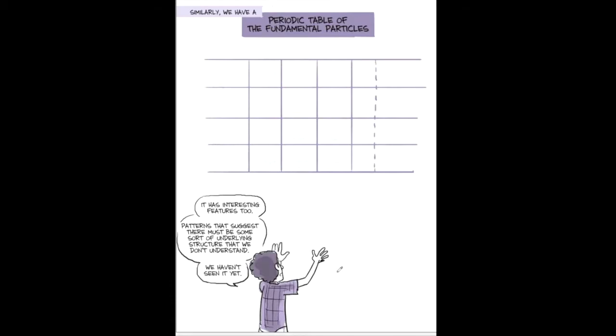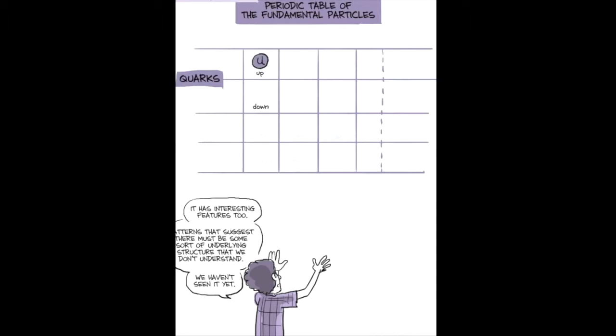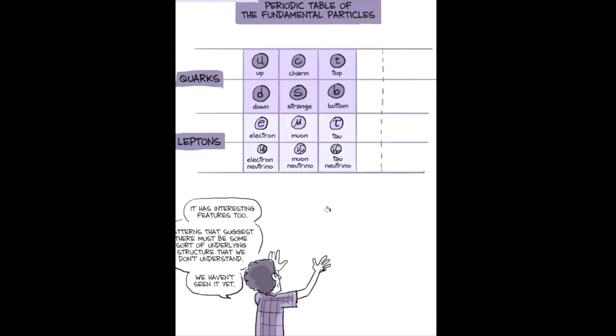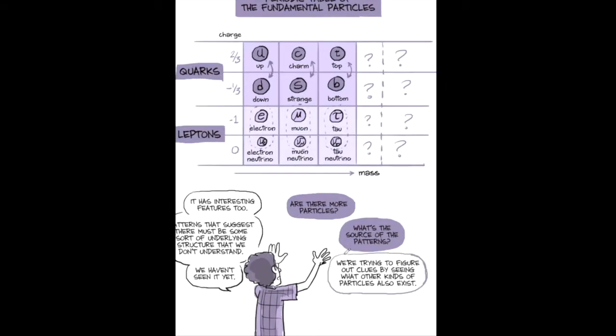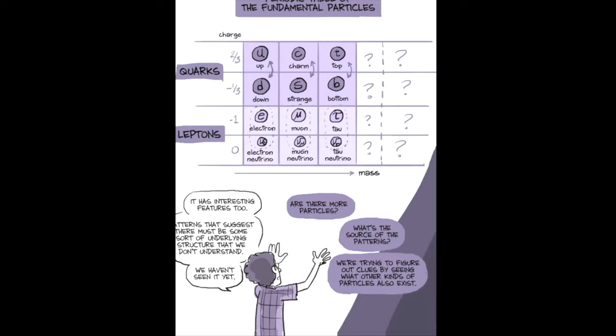There are 6 quarks: up, down, charm, strange, top, bottom. These guys we call leptons. These are just names: electron, muon, tau. And these guys interact with each other. These two interact with each other. These two interact with each other. Same way, these guys are paired. There are all these pairings. Is there more here? We don't know. What's the source of the patterns that we see in this table? We don't know. They're trying to figure out clues by figuring out what other kinds of particles also exist. Like, what is out there?